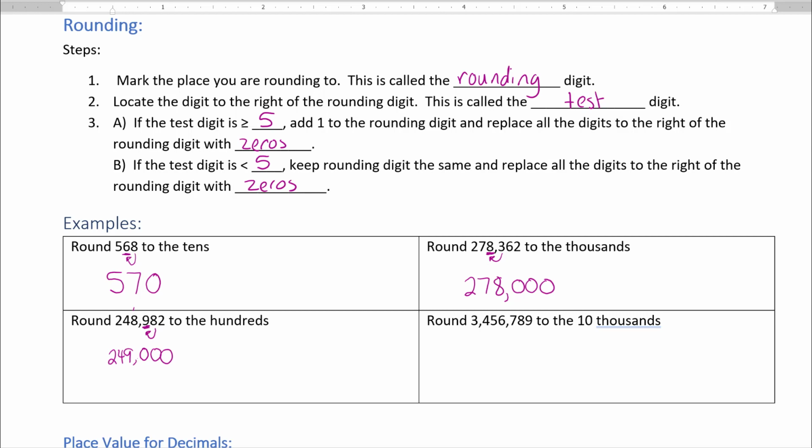Next, we're rounding 3,456,789 to the 10,000s. The 10,000 spot is the 5. So the 6 is the test digit. The 6 tells the 5 to move up to a 6. Everything to the left of 6 stays the same. Everything to the right of 6 gets replaced with a 0.